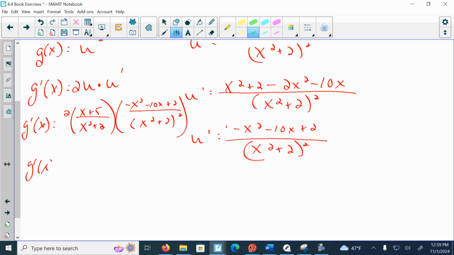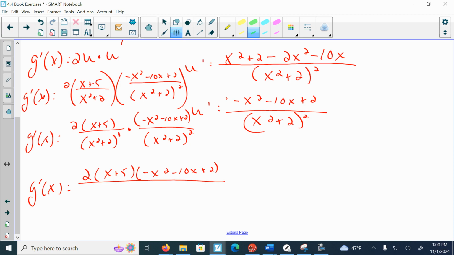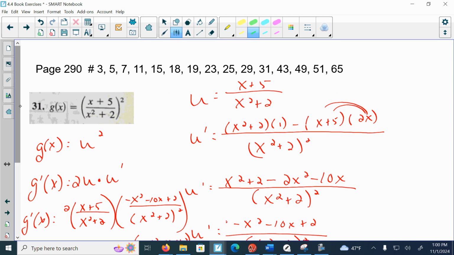Now, I can rewrite this as 2 times x plus 5 over x squared plus 2 times negative x squared minus 10x plus 2 over x squared plus 2 squared. The numerator, I'm just going to leave those as all separate parentheses. So 2 times x plus 5 times negative x squared minus 10x plus 2. And then my denominator, this is understood to be the first. So when I combine those, I'm going to add my exponents when I multiply it, and they'll be raised to the third power. So that is number 31.